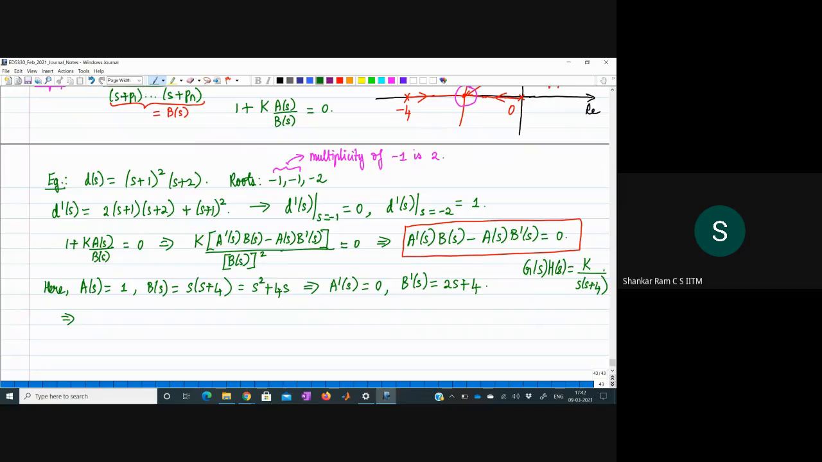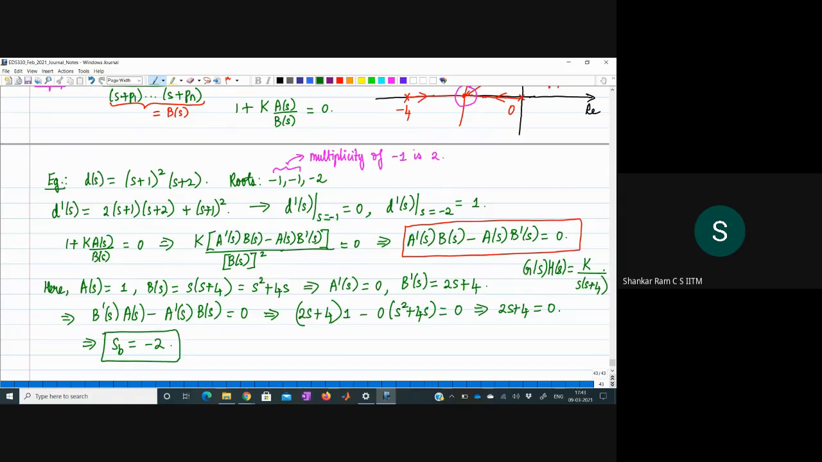The equation a prime s b of s minus b of s, or even if you write it the other way around, b prime s a of s minus a prime s b of s equal to 0. b prime s is 2s plus 4, a of s is 1, and a prime s is 0. This becomes 0 times s squared plus 4s equal to 0. So this will give us 2s plus 4 equal to 0. If we solve this, we'll get a potential breakaway point at minus 2.